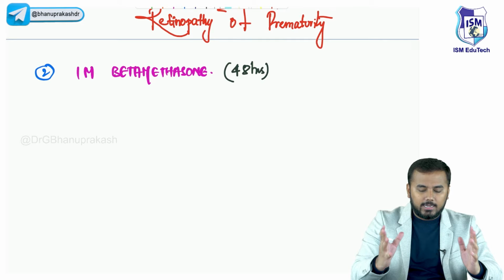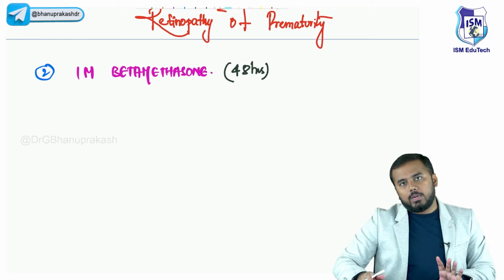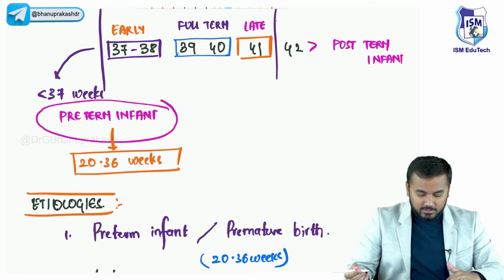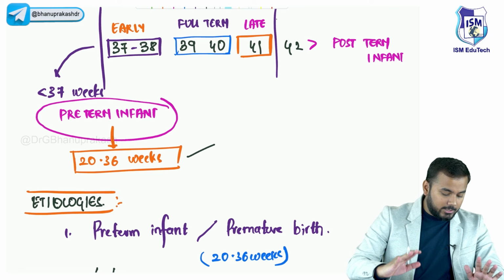Okay, so this is all which you need to know regarding the important topic, that is respiratory distress syndrome. Right, so this is all we discussed. I hope now you understood why surfactant deficiency would lead to this, why it is called hyaline membrane disease, right? So any baby that is born between 20 to 36 weeks is called a preterm. Guys, all of you understood this topic, whatever I've told you, right?